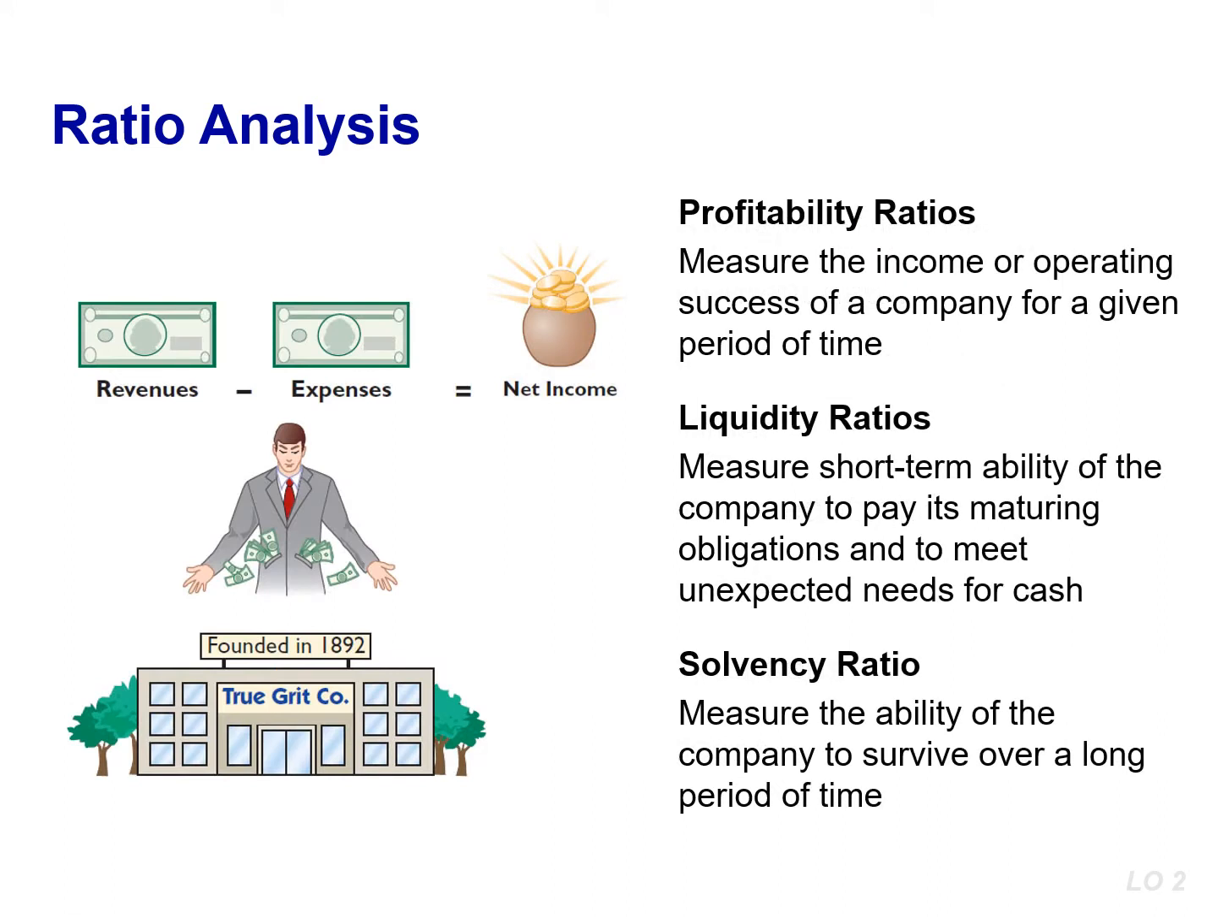When analyzing financial statements, we classify ratios as profitability, liquidity, or solvency. Profitability ratios measure the income or operating success of a company for a given period of time. Liquidity and solvency ratios measure a company's ability to pay its debts and obligations. Liquidity focuses on the short term, whereas solvency focuses on the long term. We'll introduce you to a few ratios in this chapter, as well as introduce additional ratios throughout the semester.